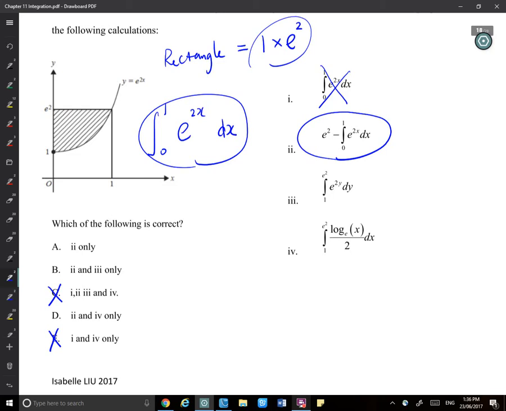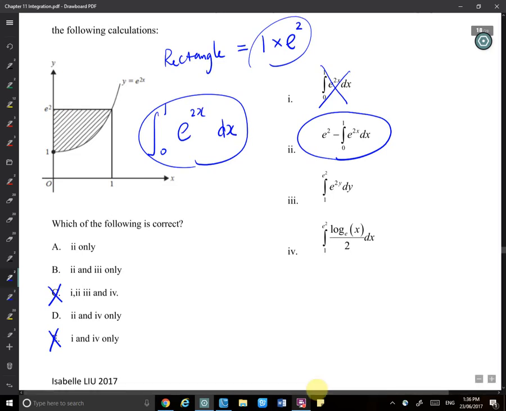So let's flip it back. You just integrate this function from 1 to e to the power of 2. But I need to change this function into x equals something, because your x-axis becomes your y-axis. I need to change it to x equals blah blah. So what I need to do now is flip this graph to the other side, and then 2x becomes log e y, and x becomes a half log e y.